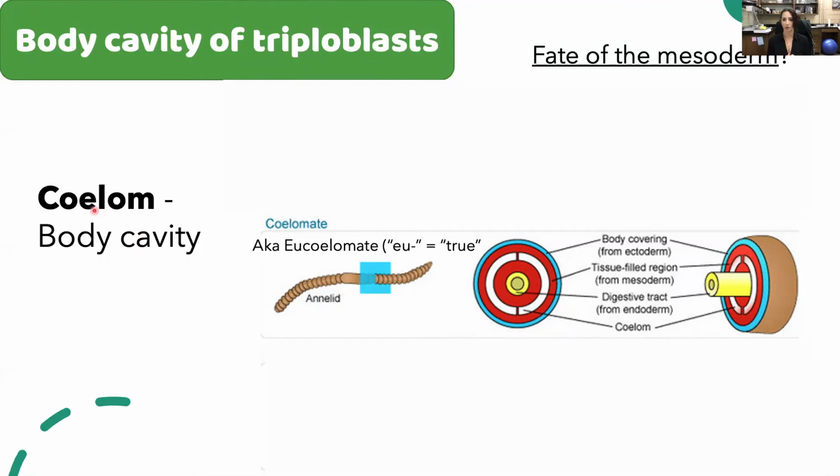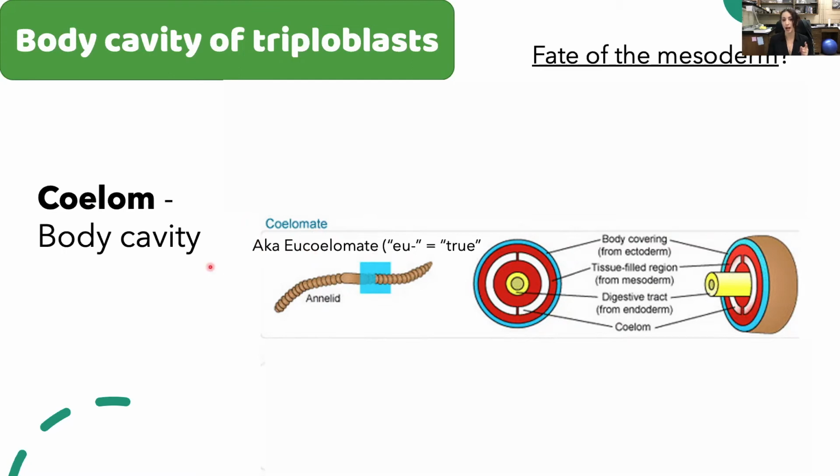and those without this cavity are called acoelomate, literally meaning without the coelom. So here we have the true coelomate organisms where, for example, this annelid worm, if we do a cross section, this is what the inside looks like. We have the true coelomic cavity. We can break this word down, eucoelomate, meaning eu is true and coelomate is to have a body cavity.